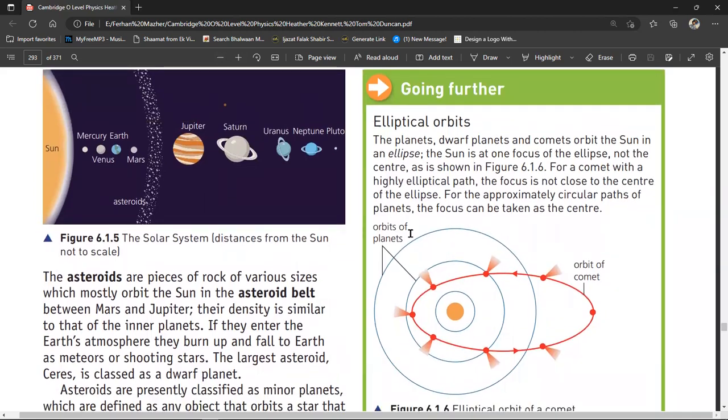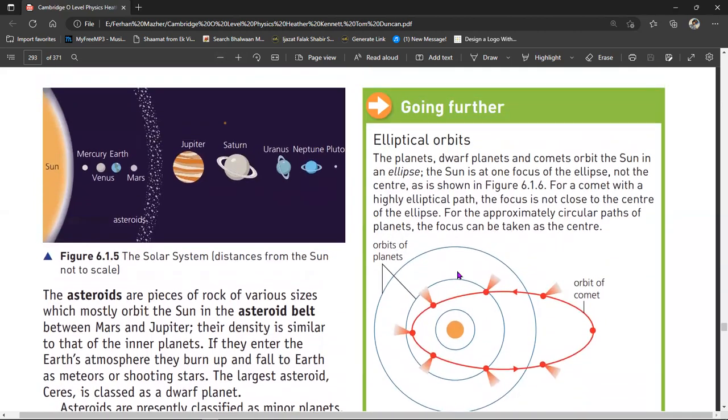For elliptical orbits, you should watch my video which I have done on the ellipse, and you will understand the word focus and the center. In the same playlist you can find this video. The planets, dwarf planets and comets orbit the sun in an ellipse. The sun is at one focus of the ellipse. This sentence you will understand if you watch that video.